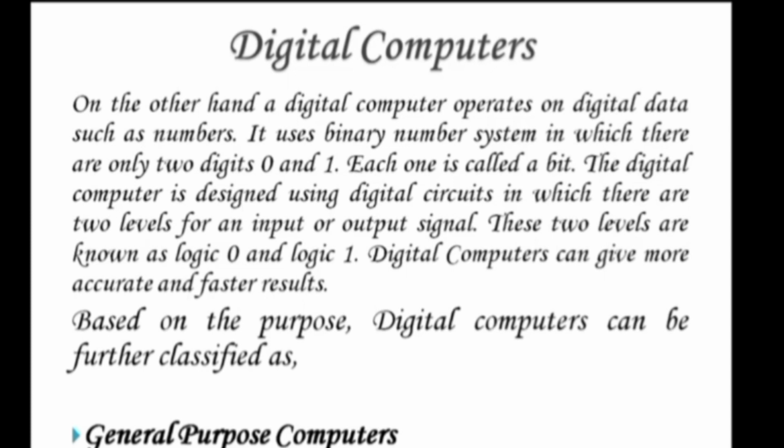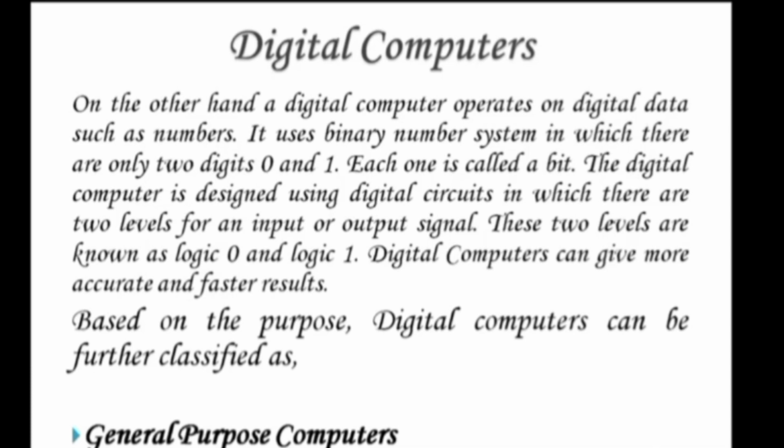The digital computer is designed using digital circuits in which there are two levels, an input level and output signals. These two levels are known as logic 0 and logic 1. Digital computers can give more accurate and faster results in comparison to analog. Based on the purpose, digital computers can further be classified into two parts. Number one, the general purpose computers, and number two, the special purpose computers.